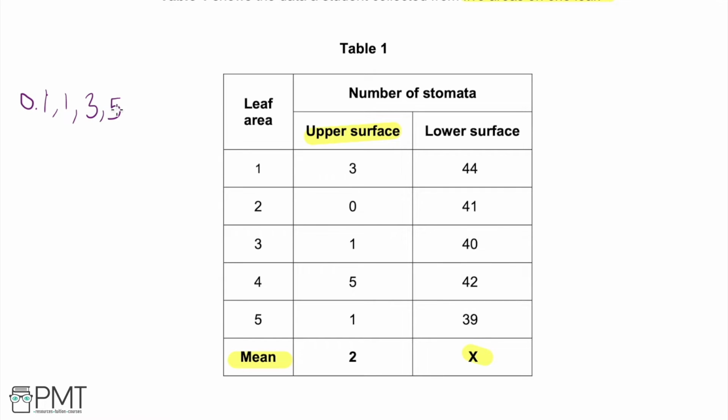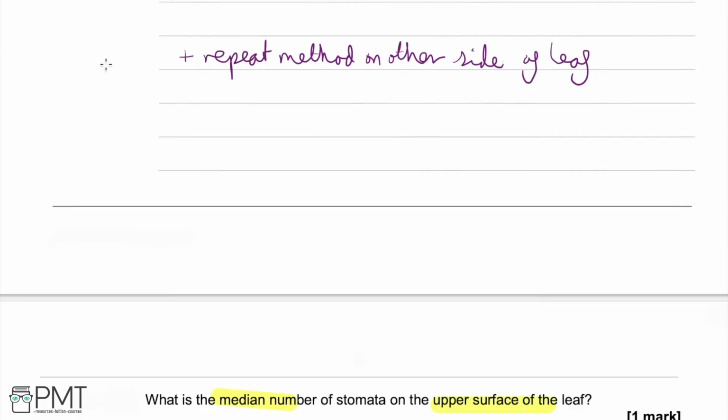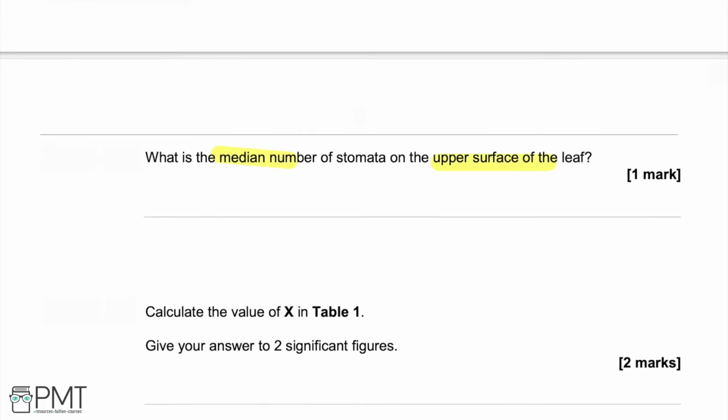And then in order to find the median, we need to find the middle value. Now to do this, we use the formula n plus 1 over 2, where n is the number of data points, in this case 5. This is the median. So 5 plus 1 over 2 equals 3. So we're going to use the third value, and that will be the median. So in this case, that is 1. So now let's fill that in on our answer.